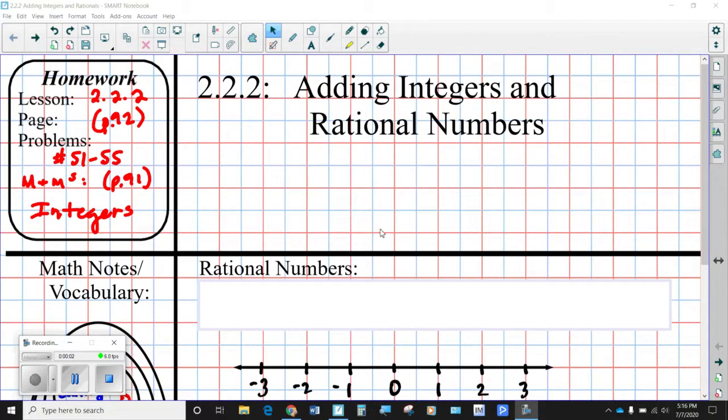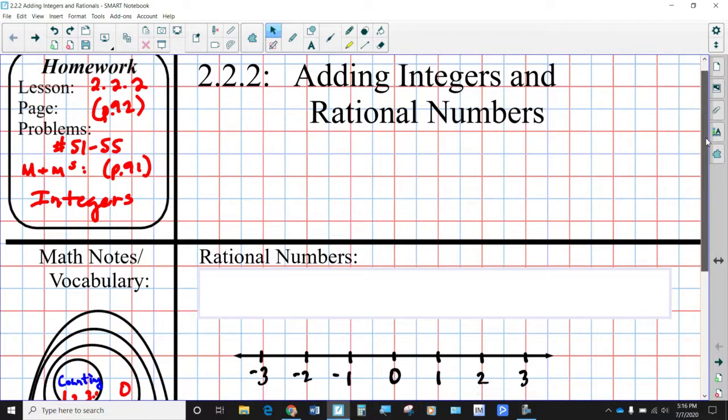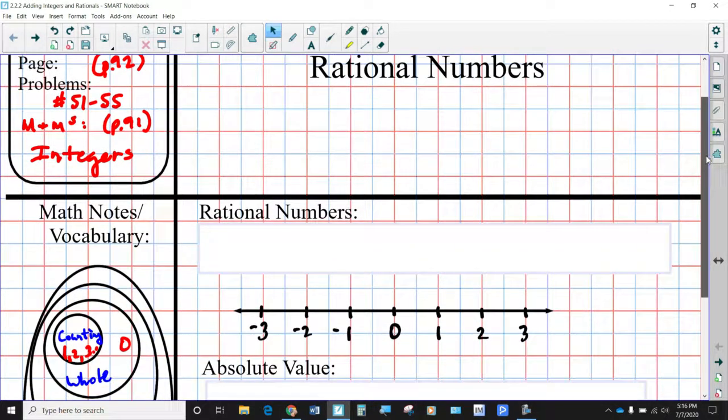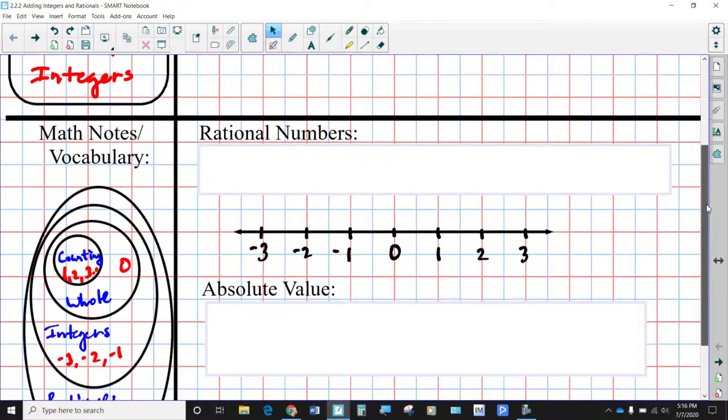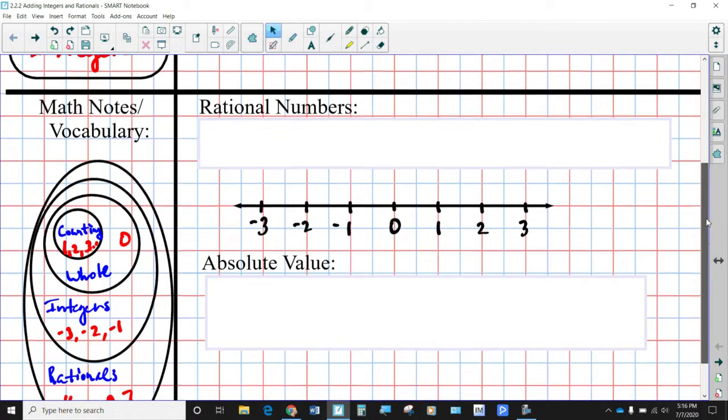Alrighty, here we go with our next lesson. In this lesson, we are going to talk about strategies for adding integers and rational numbers together. In the last lesson, we talked about strategies for adding integers together, whole numbers and integers. And today we want to make sure we understand exactly what we're talking about when we talk about rational numbers.